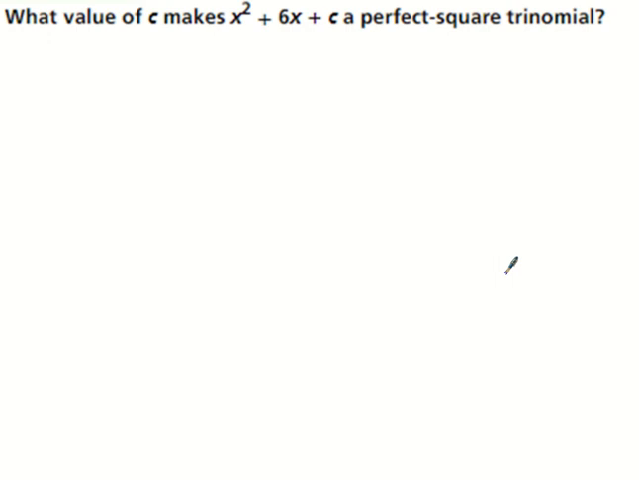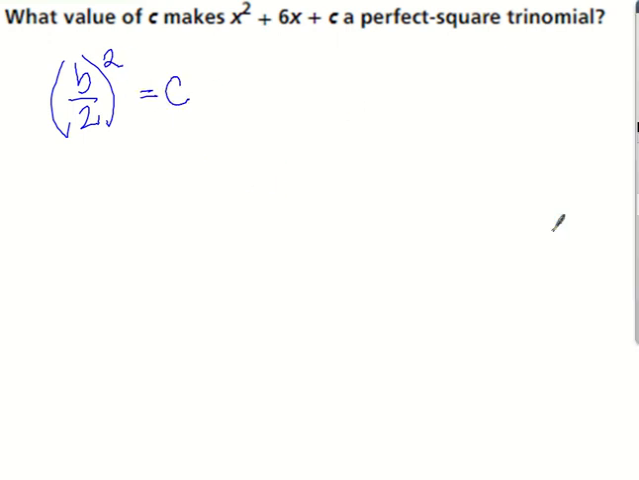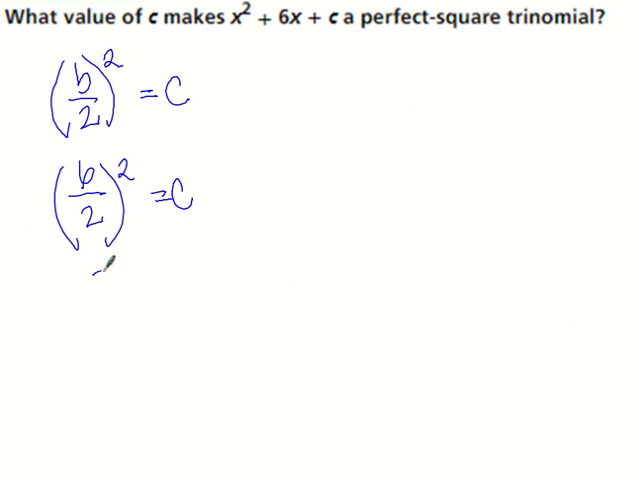So it says, what value of c makes x squared plus 6x plus c a perfect square trinomial? We're trying to find c. So that's where we're going to use our b over 2 squared, and in a sense, this will give us our c. So we're going to take 6 and divide by 2, squared. That's going to get us our c. So 6 over 2 is 3, and then 3 squared, 9, will be our c.